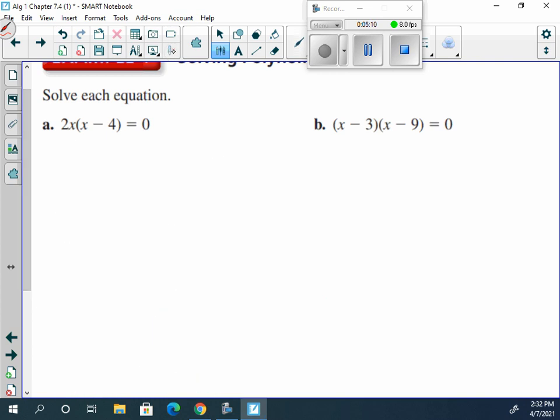Okay, I'm going to erase all this here. So let's look at the next one here. So we have x minus 3 times x minus 9 is equal to 0, yes? So I do have two things multiplied together to equal 0, and because of the zero product property, it means one of them must be 0. So we're either going to say that x minus 3 is 0, or that x minus 9 is 0. One of these has to be 0.